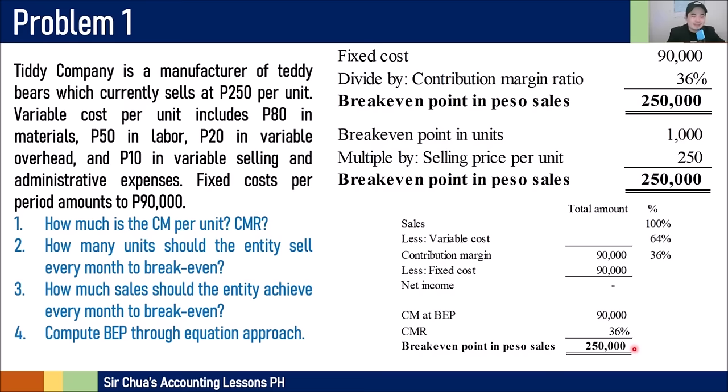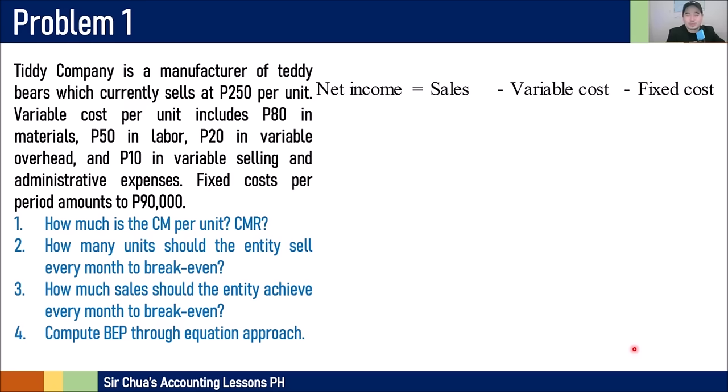For number 4 naman po, let's do it mathematically. So, paano naman po pag equation approach? Pag equation approach, ang gagawin niyo po is your net income is equals to sales minus variable cost minus fixed cost. So, gawin po natin siya algebraically. At break-even point, your net income is 0 is equals to selling price of 250 multiplied by X. Ano po yung X? Yung hindi mo makalimutan. De, joke lang. Yung X po, yung number of units na nabenta. Minus 160 naman po yung variable cost per unit mo multiplied by the number din po ng units na nabenta mo.